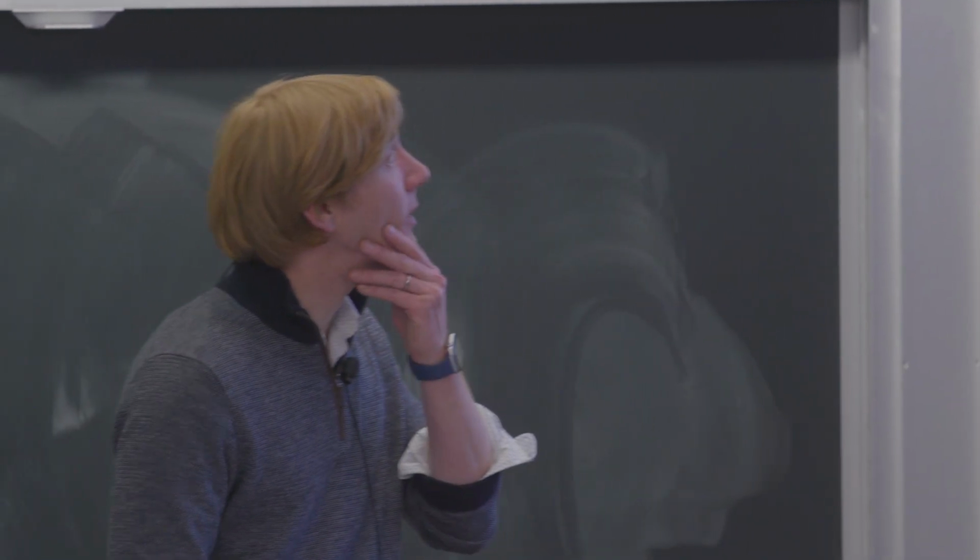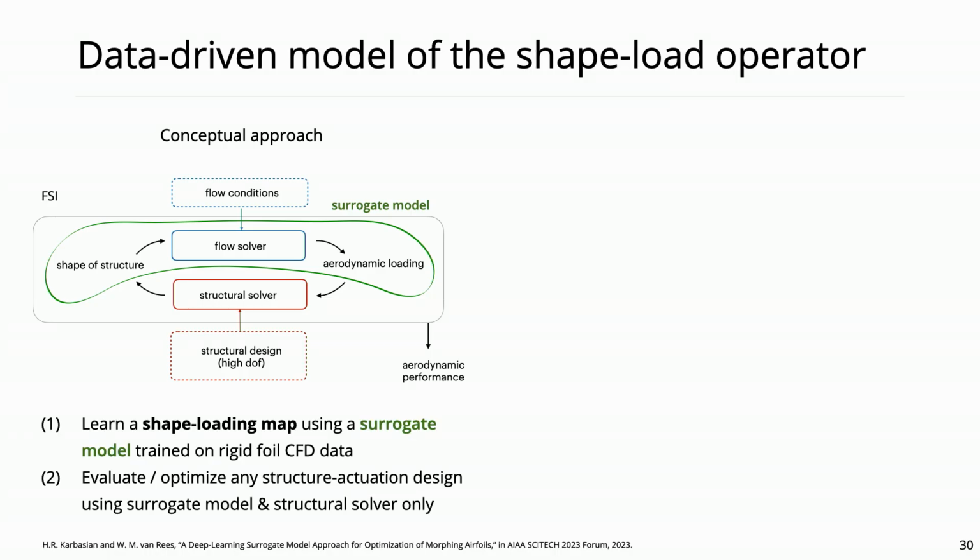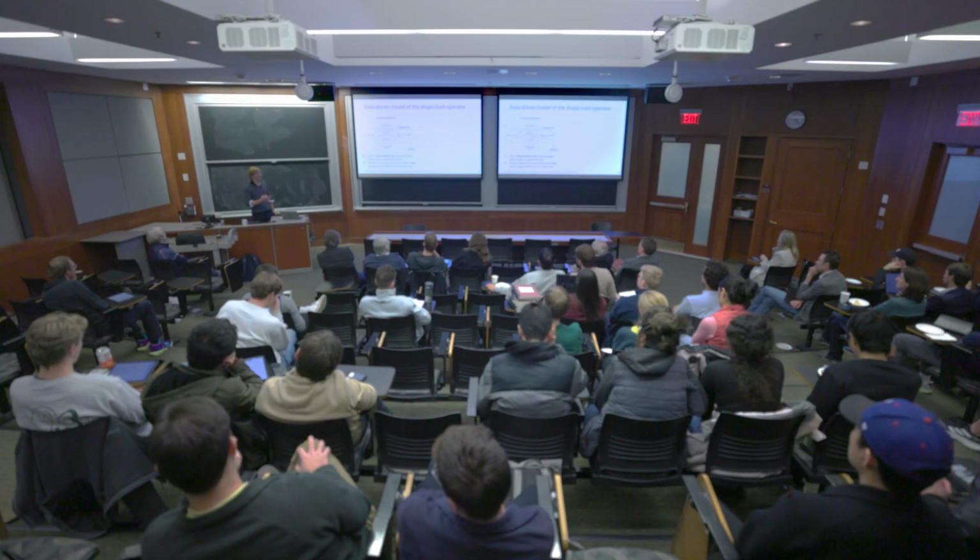So what I'm interested in is to develop a surrogate model that can abstract out this part: the complex part, the expensive part numerically or experimentally, which is the flow solver. So can I find a surrogate model that goes from shape to loading? Then I can solve the whole FSI pipeline without having to run more simulations. So the idea is to learn a shape-loading map using a surrogate model trained on CFD data, which can be rigid, right? It can be sort of imposed one-way coupled FSI. And then once you have that model, evaluate or optimize any structure or actuation design using only that model and everything going on on the structural side.